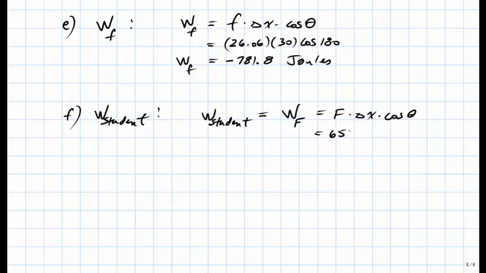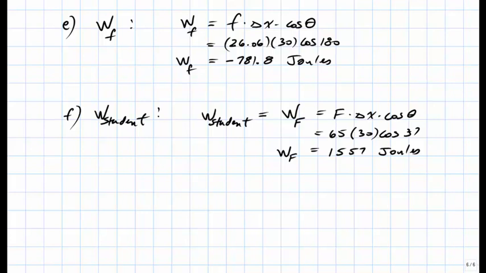We have 65, the displacement is 30, and the angle between them is 37 degrees. That results in 1557. Now, this is a positive result, and whenever we get a positive result for work, it just means that the force is causing the displacement. And of course, the block is displacing to the right as a result of the student's efforts, and that's why we obtained a positive value.